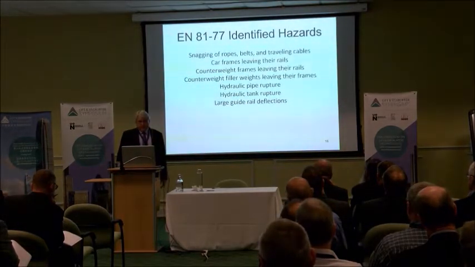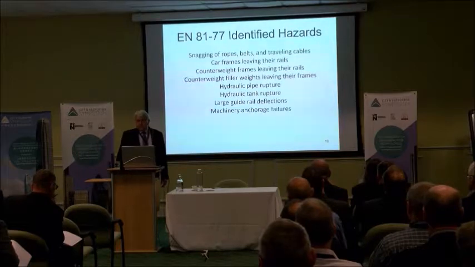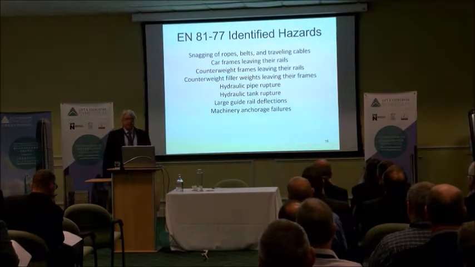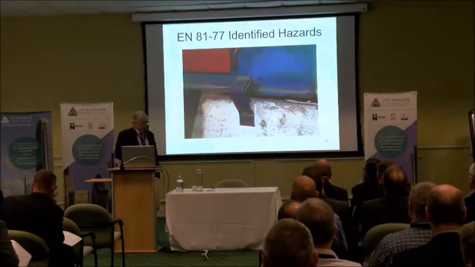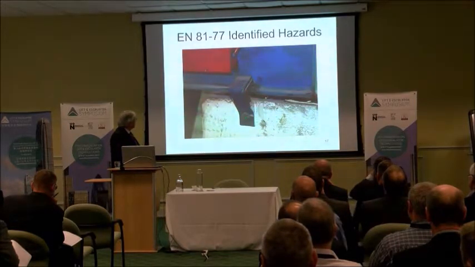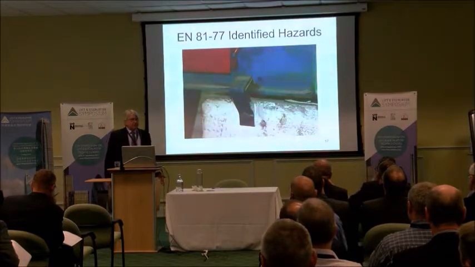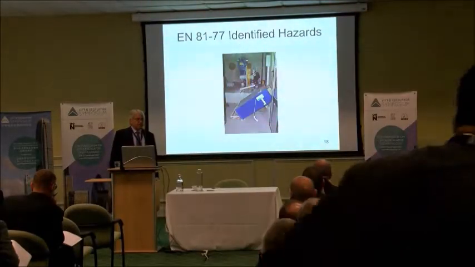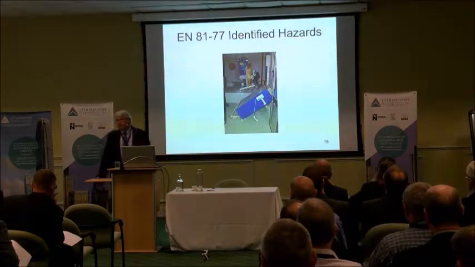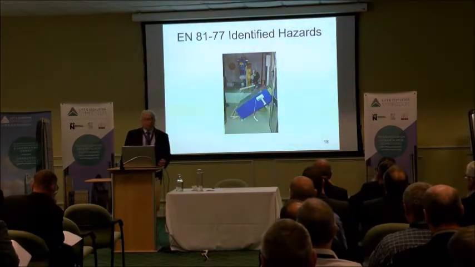In addition to large guide rail deflections, we are interested in machinery anchorage failures. I've seen this in California many times, and here's an example of this particular way of attaching the machine that just wasn't up to the level of the earthquake, and as a result, the steel bent and the machine can move around. Here's another example where the controller fell over, so you have to think about how we anchor controllers in earthquakes so that they don't fall over.